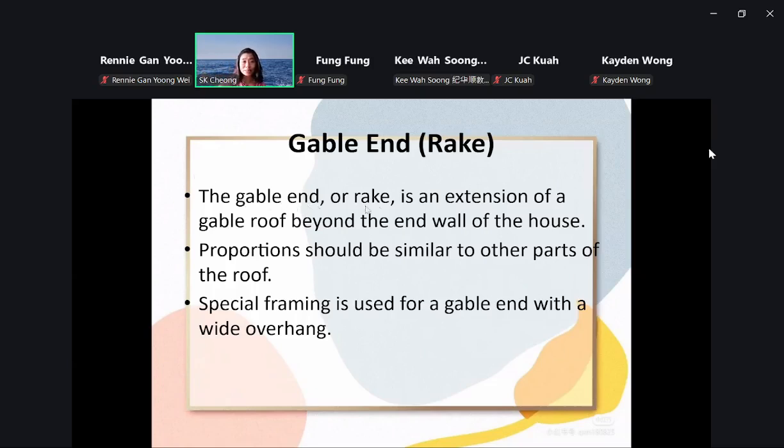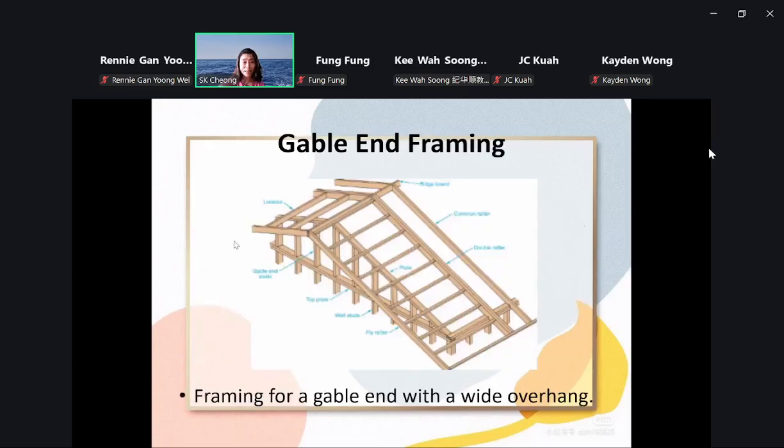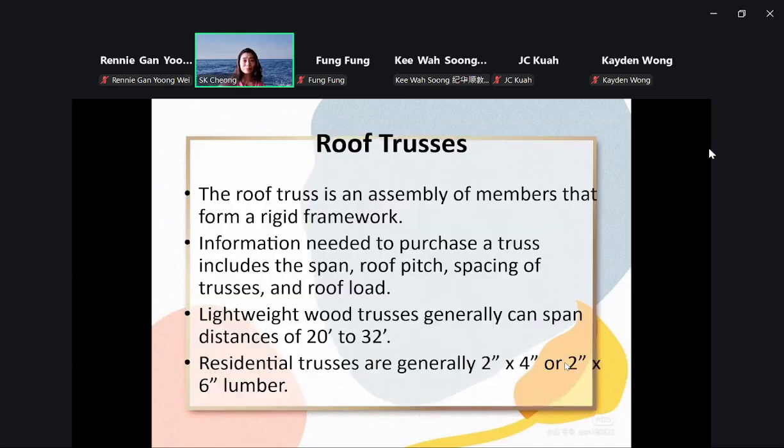The gable end is an extension of a gable roof beyond the end wall of the house, so the proportions should be similar to the other parts of the roof. Okay, gable end framing. So gable, and then this is the ending. Framing for a gable end. This is quite a long overhang, right?